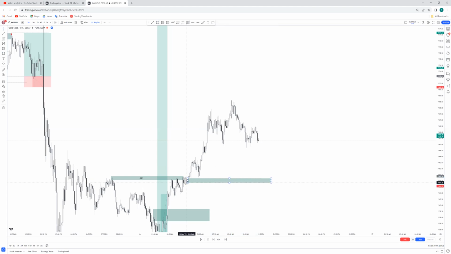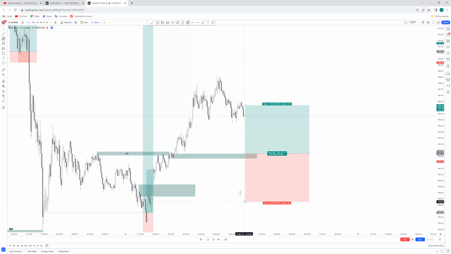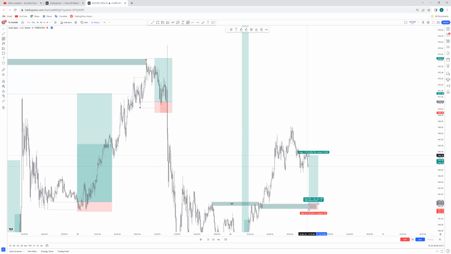So let's see if this price is going to hold. First TP and second and the last target.